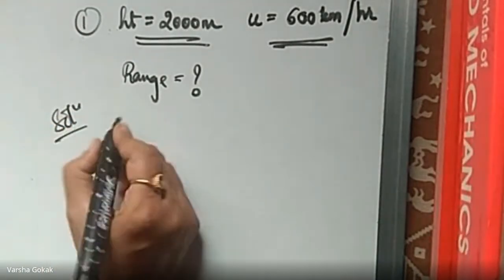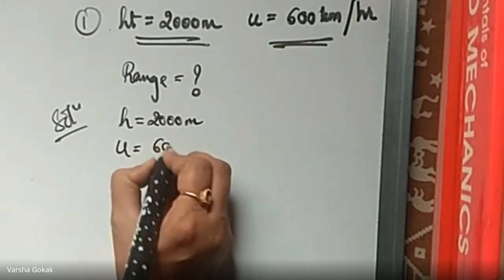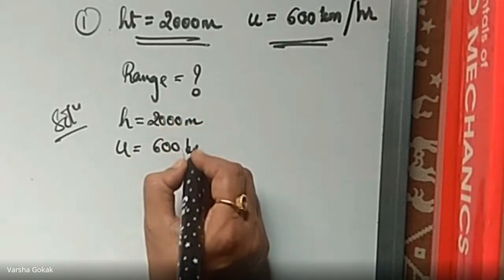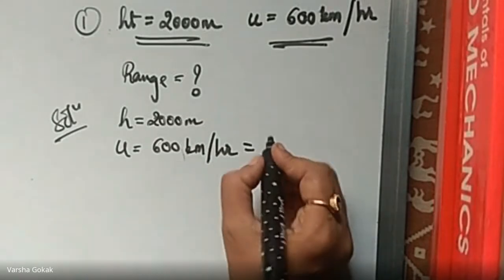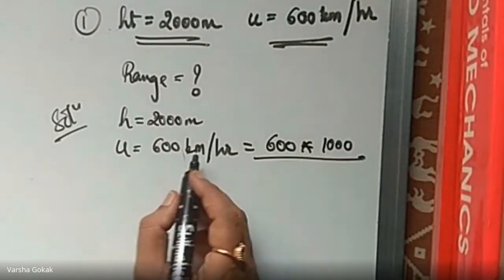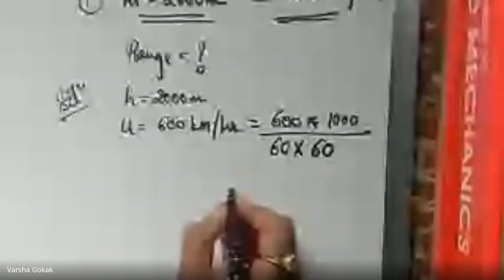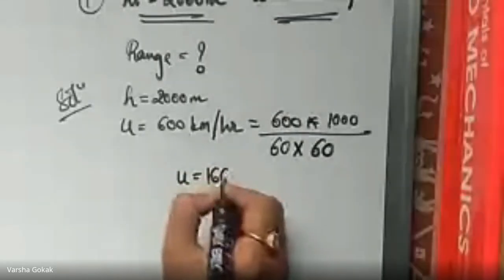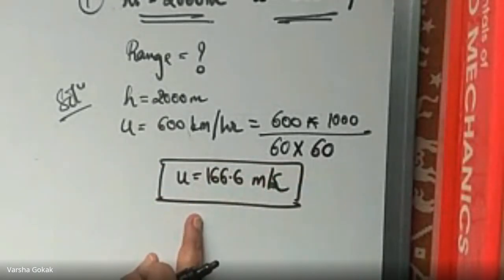Solution. H is given to us as 2000 meters. U is 600 kilometers per hour. I have to convert 600 kilometers into 1000 divided by per hour. So in 1 hour there are 60 minutes and each minute is made up of 60 seconds. Then I will get it in terms of seconds. So what is U? 166.6 meters per second. So first we calculated U, that is 166.6 meters per second.